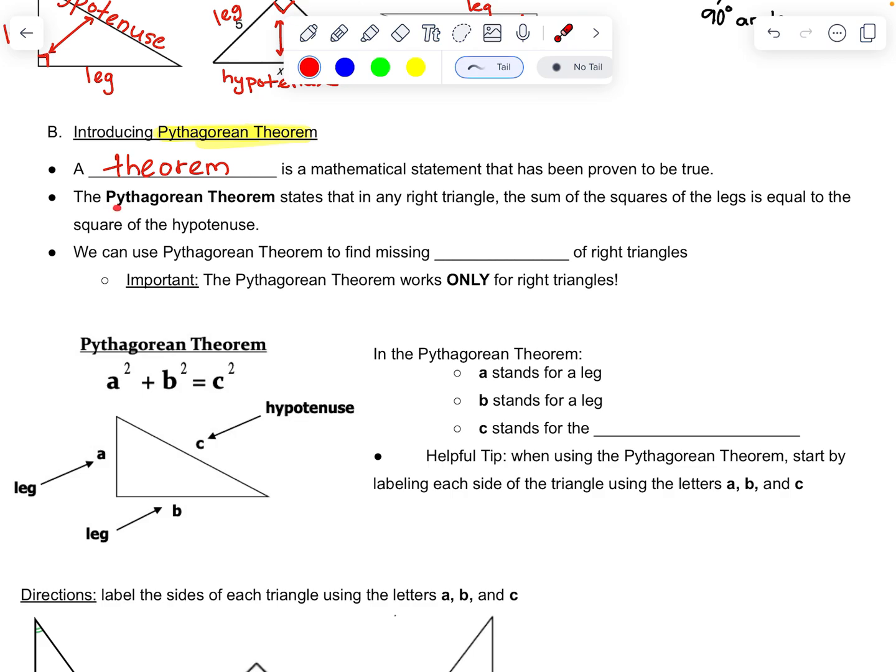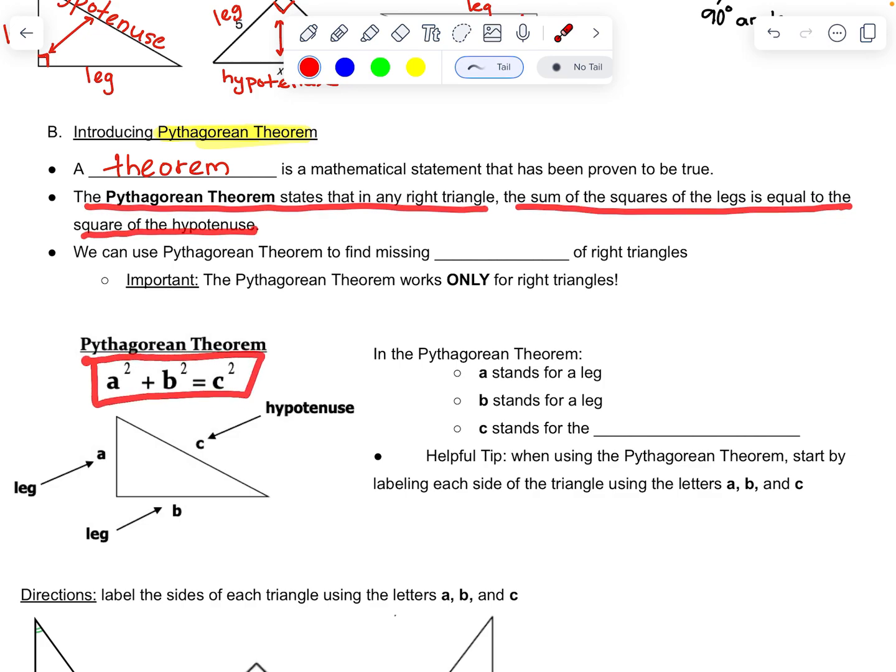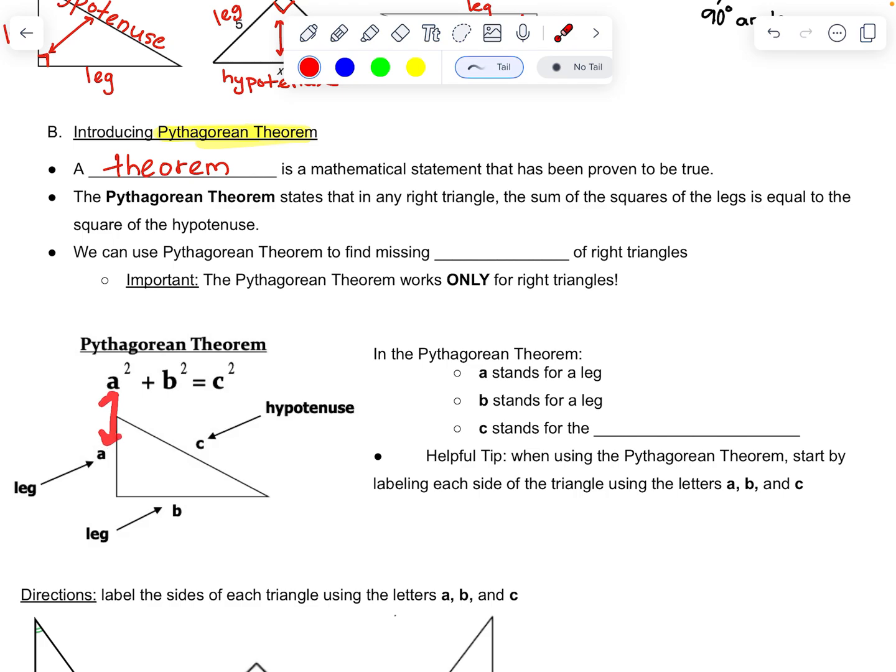Okay, so what does the Pythagorean theorem say? In plain English, as best as it can be said, the Pythagorean theorem states that in any right triangle, the sum of the squares of the legs is equal to the square of the hypotenuse. Okay, that sounds really confusing. It's better, I think, to look at that in math instead of in English. So here it says the same thing. A squared plus B squared equals C squared, where A is a leg, B is a leg, and C is the hypotenuse.